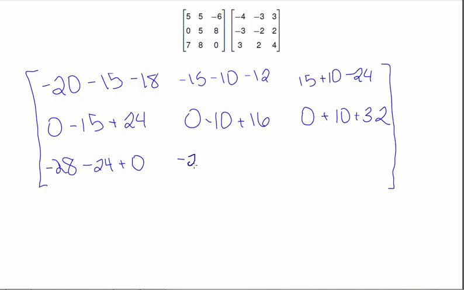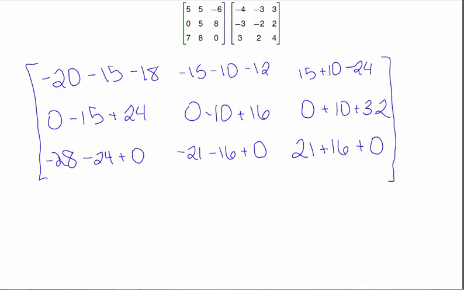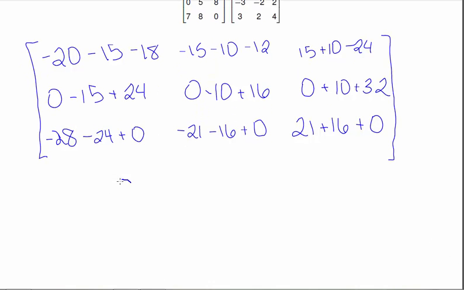7 times minus 3 is minus 21. 8 times minus 2 is negative 16. And 0 times 2 is 0. Finally, third row, third column. 7 times 3 is 21. 8 times 2 is 16. 0 times 4 is 0. And now we will simplify this.